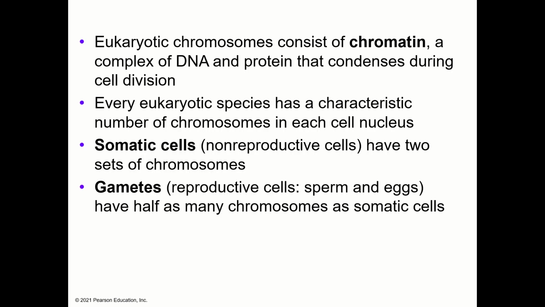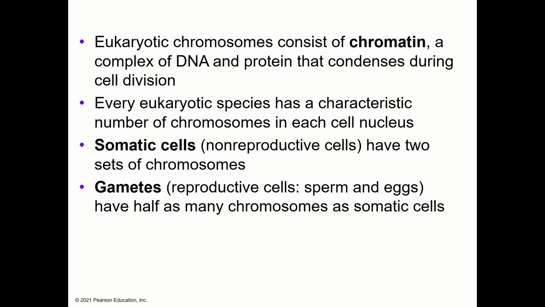Eukaryotic chromosomes consist of chromatin, a complex of DNA and protein that condenses during cell division. Every eukaryotic species has a characteristic number of chromosomes in each cell nucleus. There are somatic cells that have two sets of chromosomes, and these are always non-reproductive cells.